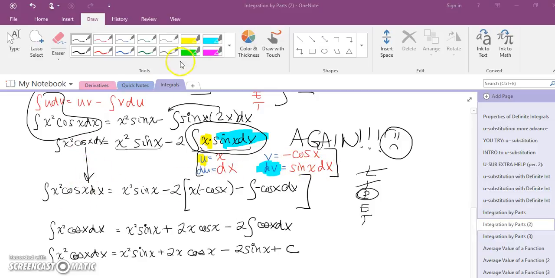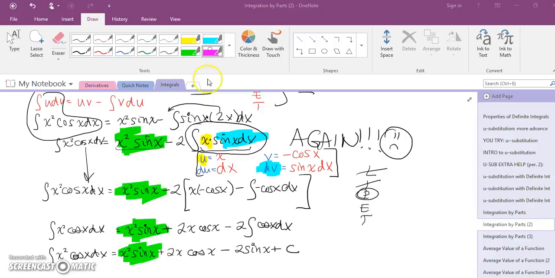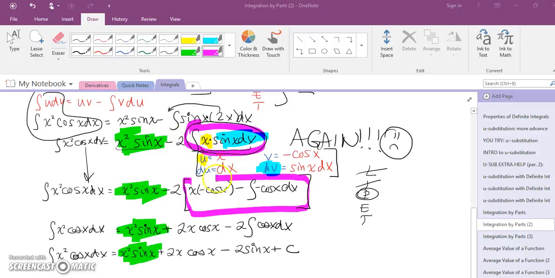And I took my original. This is just coming along for the ride the whole time. It's not changing. I do integration by parts all over again. So I have my u times my v minus the integral of v du. And then I distribute my negative 2. So negative 2 times x times negative cosine x becomes positive 2x cosine x. Negative 2 times negative, negative is positive, but it's still minus that. Then I just do the antiderivative of cosine, and I get sine, and here's the final answer.